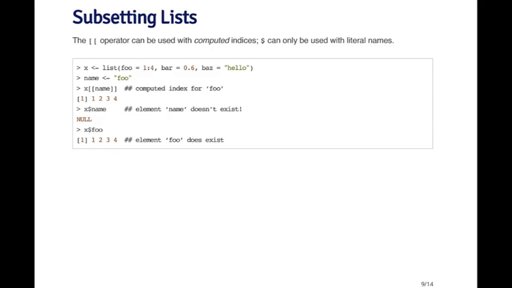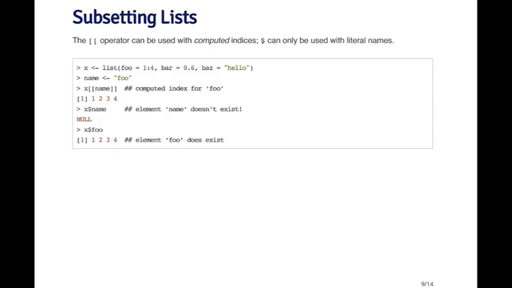So for example, here I've got a list with 3 elements, foo, bar, and baz, and then I create a variable called name, which is actually the string foo. So if I use the double bracket operator on this variable here, notice that there's no element in the list that has the name in it, but there is an element of the list that has the name foo in it. So now when I pass this variable called name into the double bracket operator, it returns me the element that was associated with foo, because that's what the value of the name variable is.